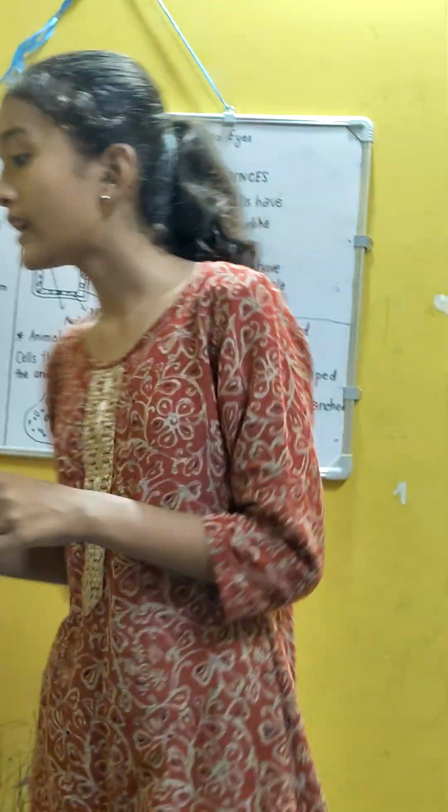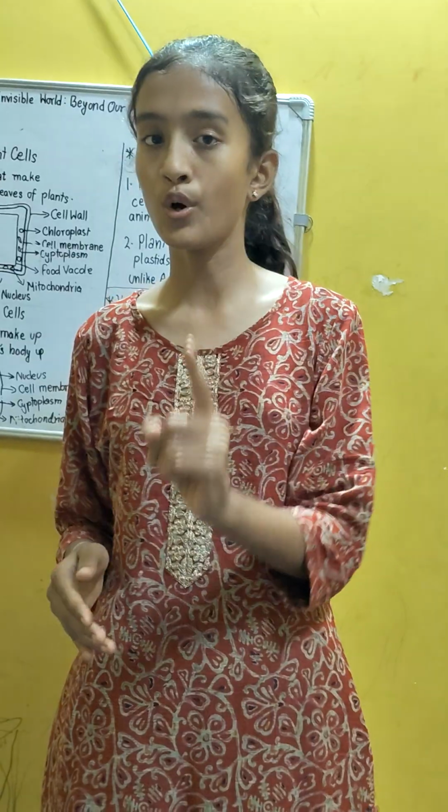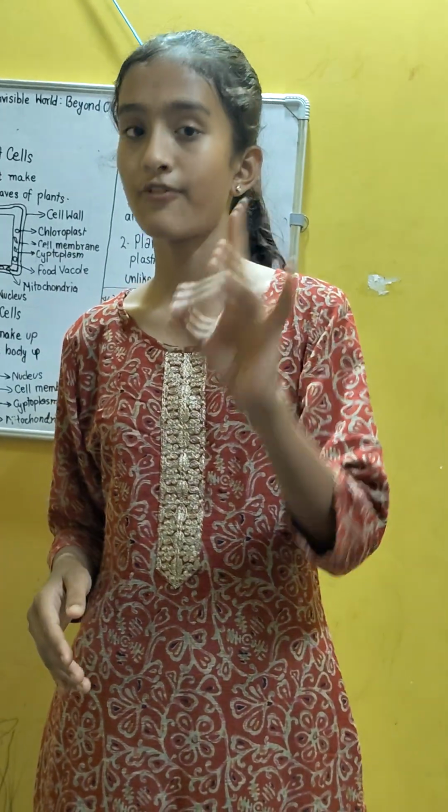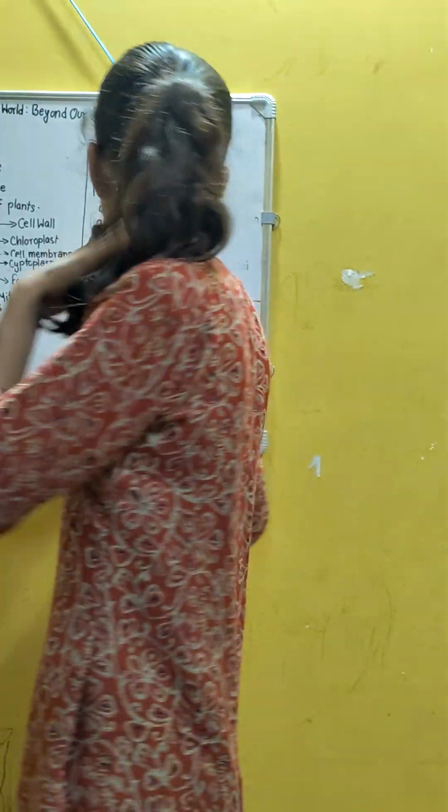Now the trivia question is, who discovered the first living cell and who is known as the father of microbiology? The answer is, the person who discovered the living cell was Robert Hooke in 1665, and the father of microbiology is known as Antony van Leeuwenhoek. I may write on this board.